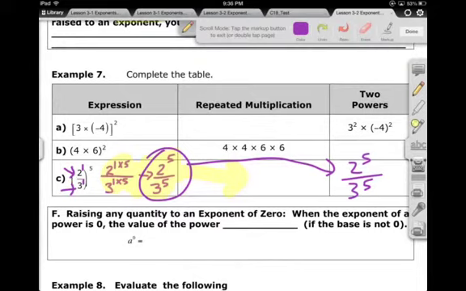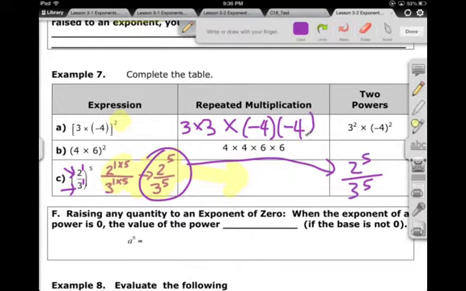Going back, just back up a little bit, do the first example. Repeated multiplication. In this case, let's highlight that exponent. So we have 3 times 3 multiplied by -4 times -4. That's what this is saying. Another way of writing that, of course, 2 3's, 2 -4's, 9 times 16.